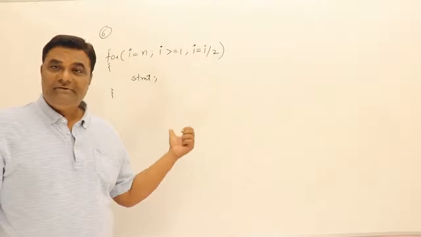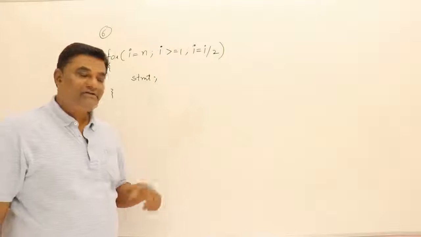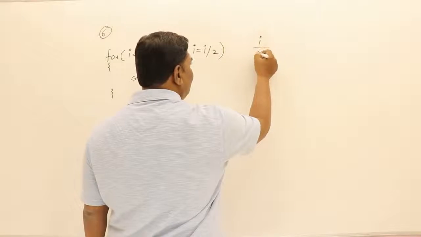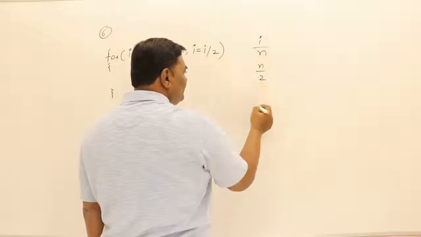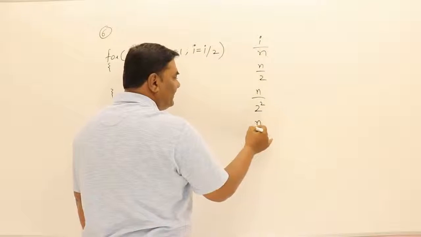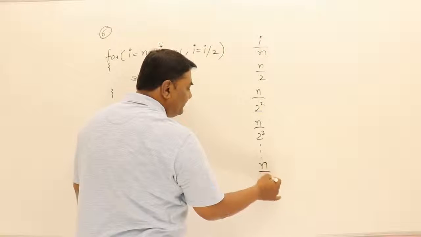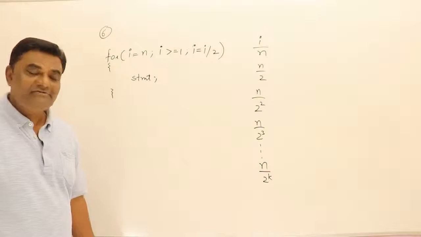Right. Another piece of code here, let us see how it's going to execute and what will be the time complexity of this one. See here, I is starting from n. The next time I value is n by 2. The next time it's n by 2 square. Then n by 2 cube, and so on. How many times? n by 2 power k. We don't know the number of times, so we are assuming it as k times.